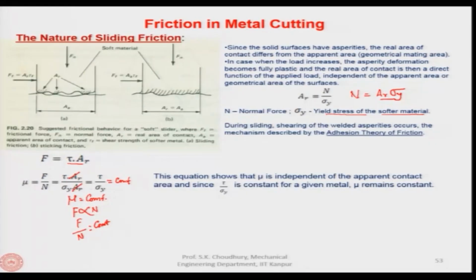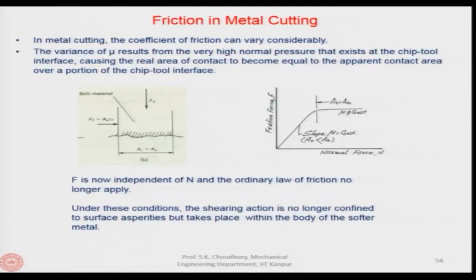Now, this is what happens in the case of natural or normal sliding friction, when the two bodies are moving on each other and the normal pressure is not very high. It does not become the same, because asperities, although they get plastically deformed, do not get plastically deformed to the extent that the real area of contact becomes equal to the apparent or geometrical area of contact. Now, what happens in metal cutting?